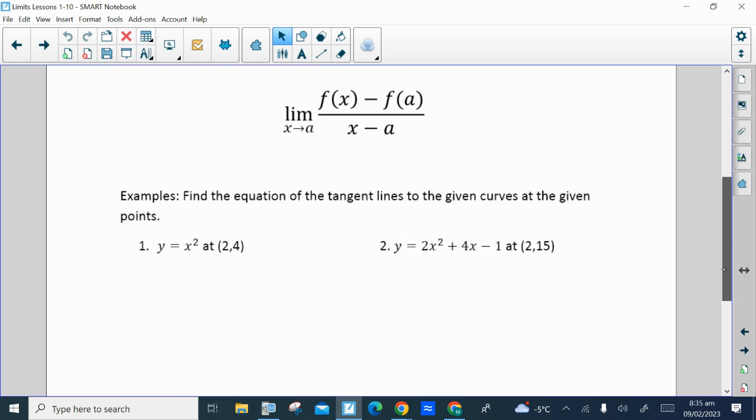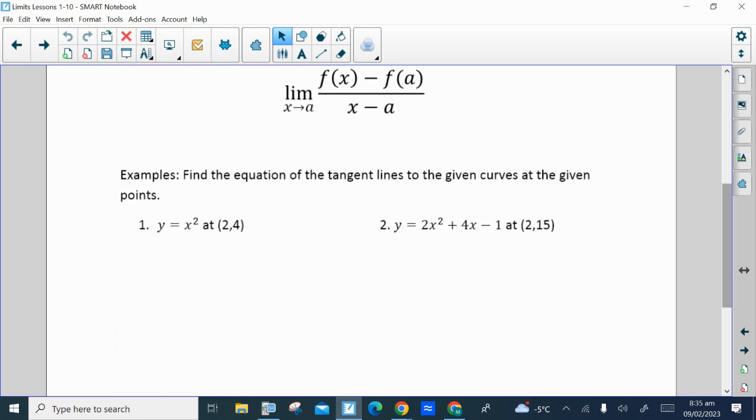So let's say we wanted to find the equation of the tangent line. The first step will be to find the slope, and then you can use the point and point slope, or y equals mx plus b, to determine the actual equation. But first we have to find the slope. So we want to find the equation of the tangent line to the given curves at the given point. So the first one is y equals x squared.